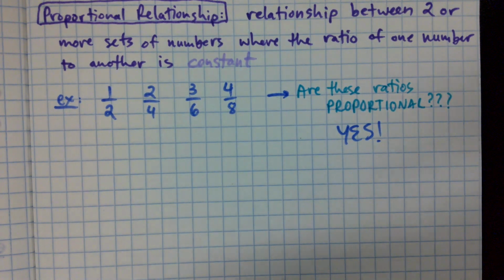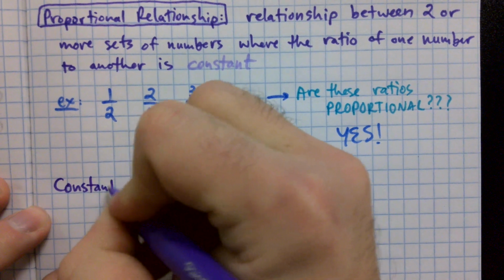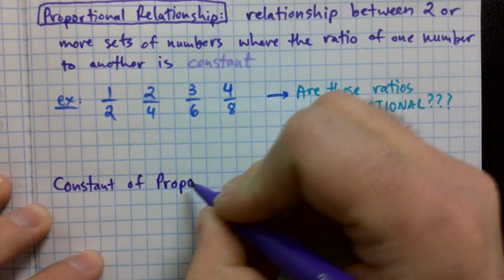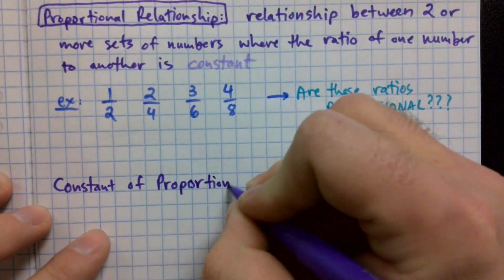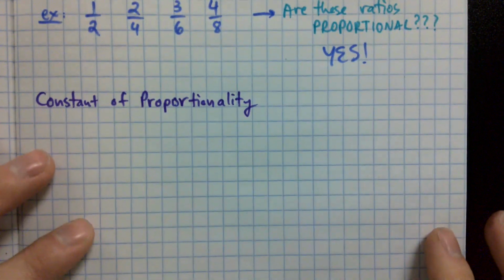Let's talk about the constant of proportionality. How do you spell this? Proportionality. That's a super long word.